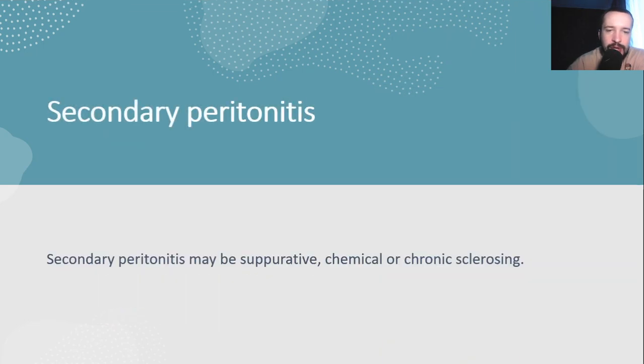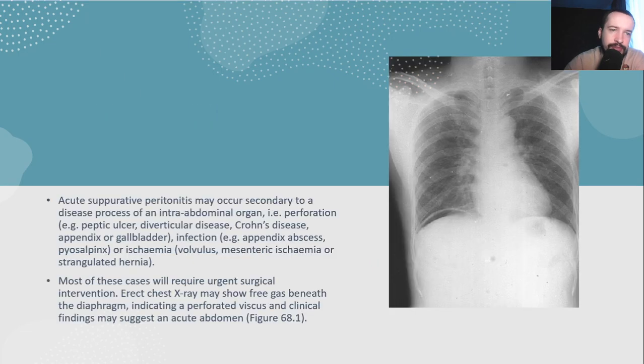Secondary peritonitis may be suppurative, chemical, or chronic sclerosing. I need to tell you that this information is English information from an American book. In Russia we have another classification, and we will talk about this one at the end of our lecture.